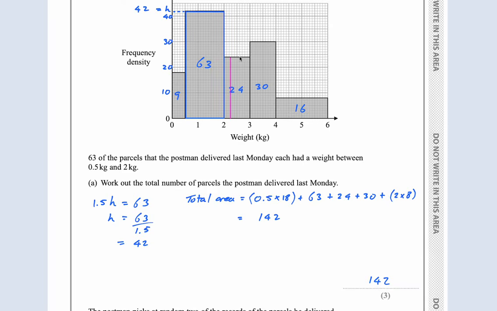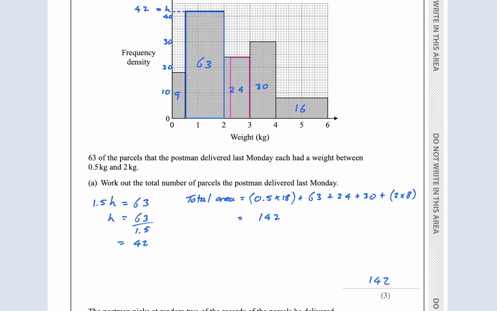Okay, that's 2.25. So the total is 142, but we need to find now the area of this box here, this bar, if you like. Okay, we'll get the area of this bar.